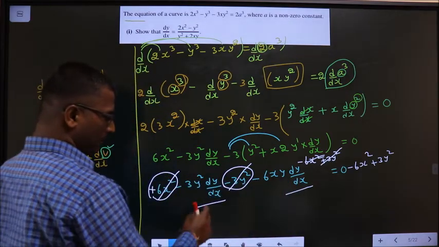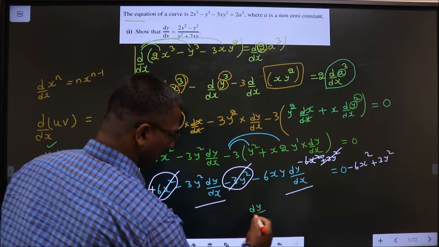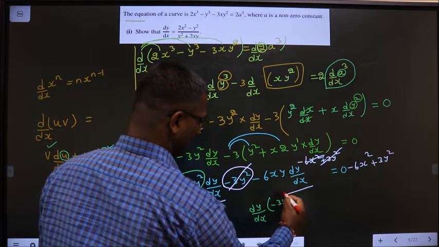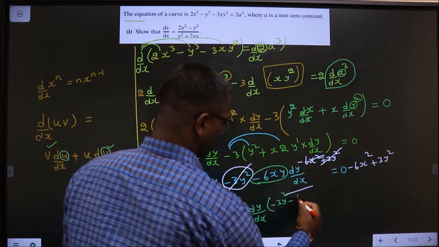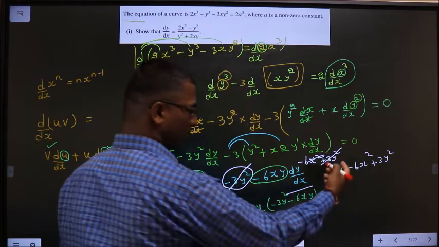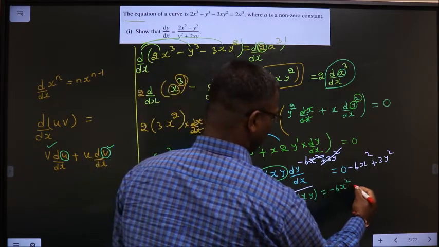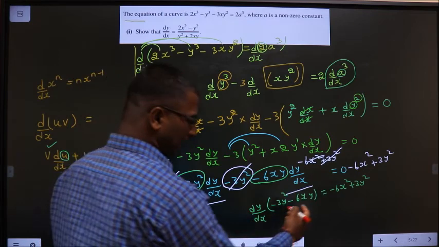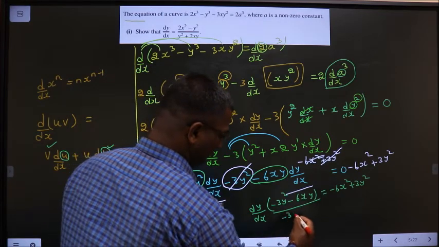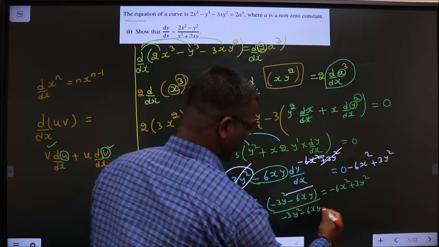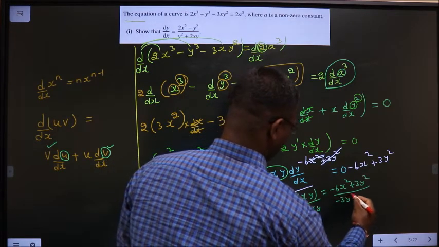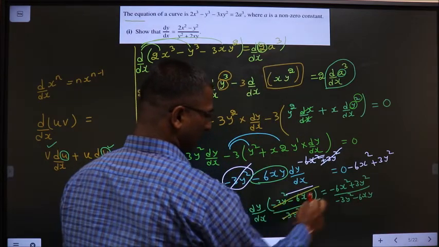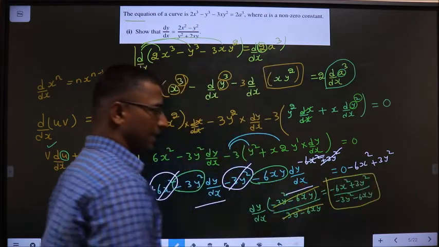Clear? Now, from the left-out terms, take dy/dx common. So here I have minus 3y², and over here minus 6xy, equal to minus 6x² plus 3y². Clear? Next, to get dy/dx, divide by this bracket, minus 3y² minus 6xy. So this cancels out. This is what we got for dy/dx.